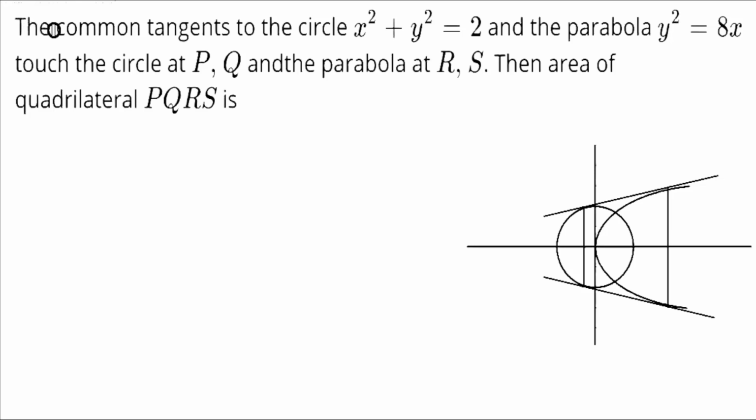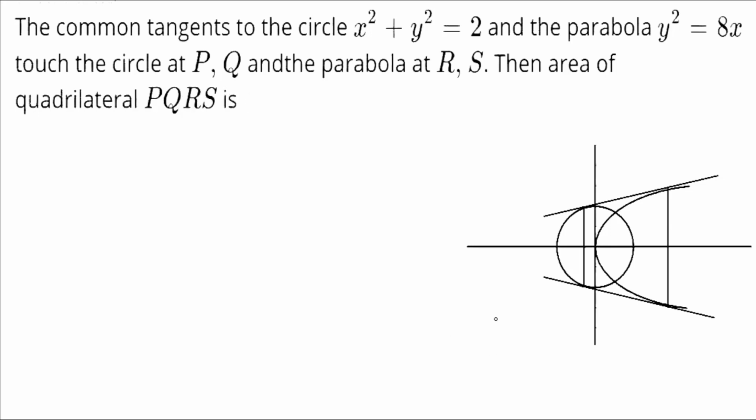So today's question is: the common tangents to the circle x square plus y square equals 2 and the parabola y square equals 8x touch the circle at P, Q and the parabola at R, S. Then the area of the quadrilateral PQRS is.